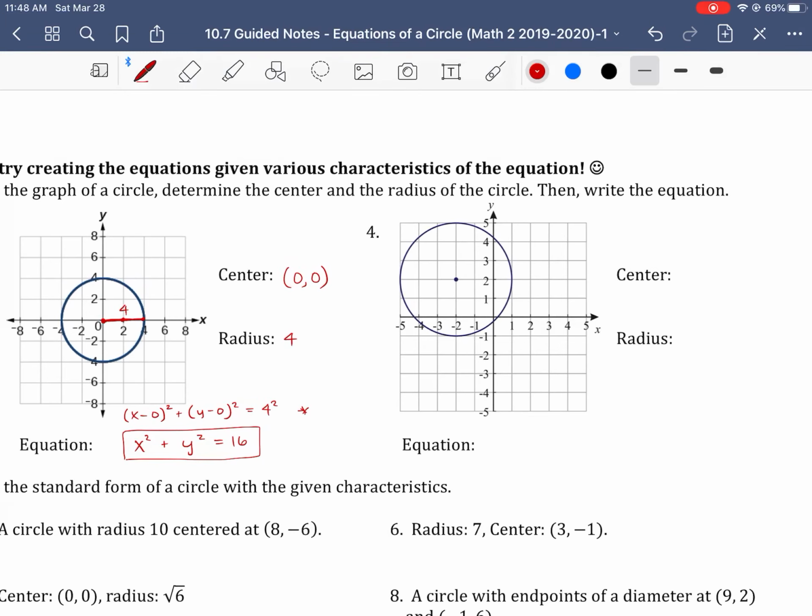Number 4, looking at this one, again, you have a center. If you look at your radius here, if you were to count, those are going by ones, so 1, 2, 3. So here my center is at negative 2 and it's up 2. And the radius is 3 units long.